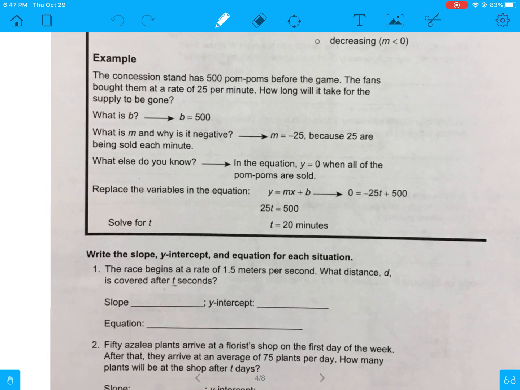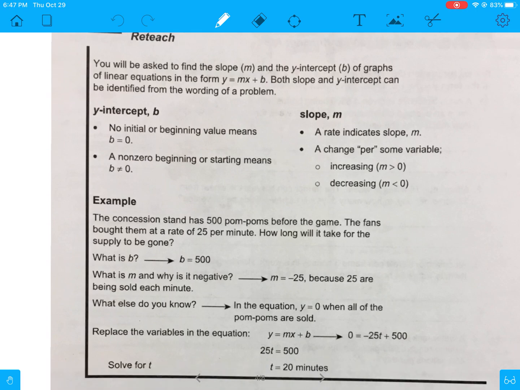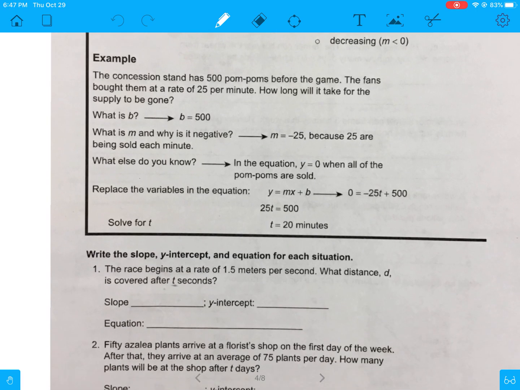So if you look here, you can use this to write some notes, or you can kind of follow along. But we're going to write the slope, the y-intercept, and the equation for each situation.